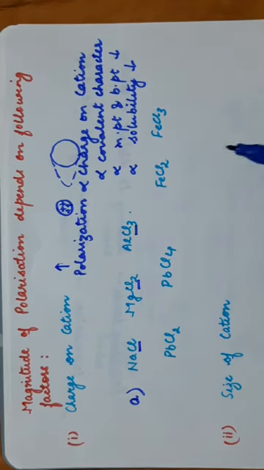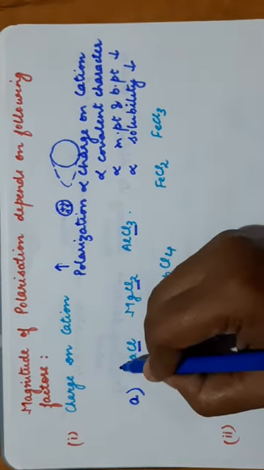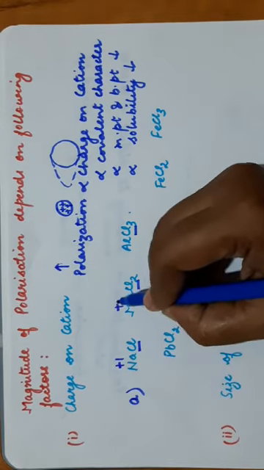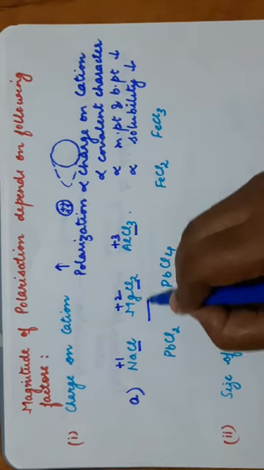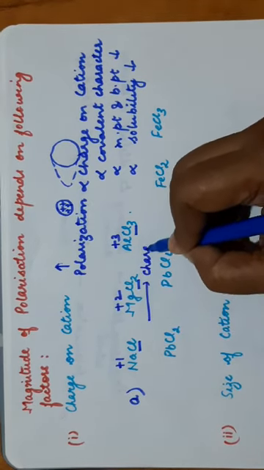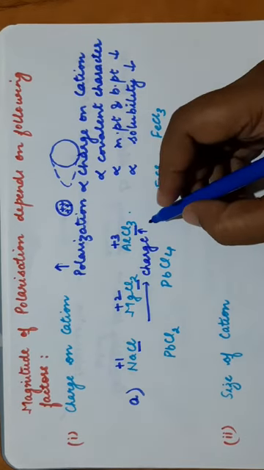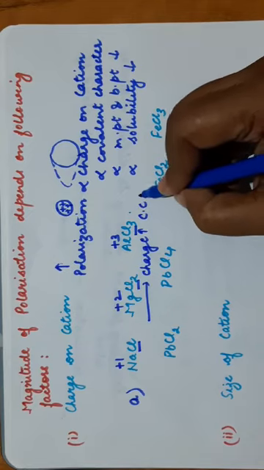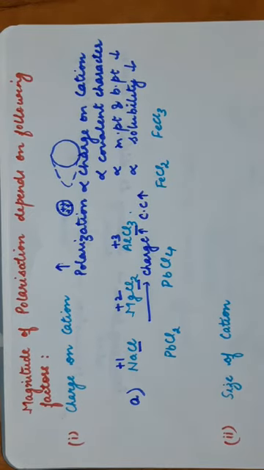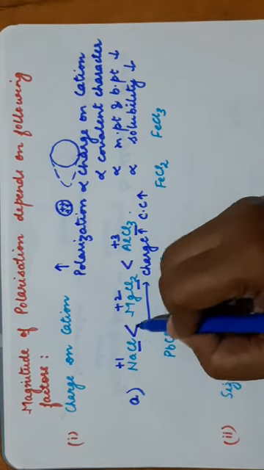So we will not talk about the common thing. Let's discuss about sodium, magnesium and aluminium. Sodium has +1, magnesium has +2, aluminium has +3 charge. As the charge on cation is increasing, the polarization power will increase. Polarization will increase, that means covalent character will also increase. So as the charge increases, covalent character increases.